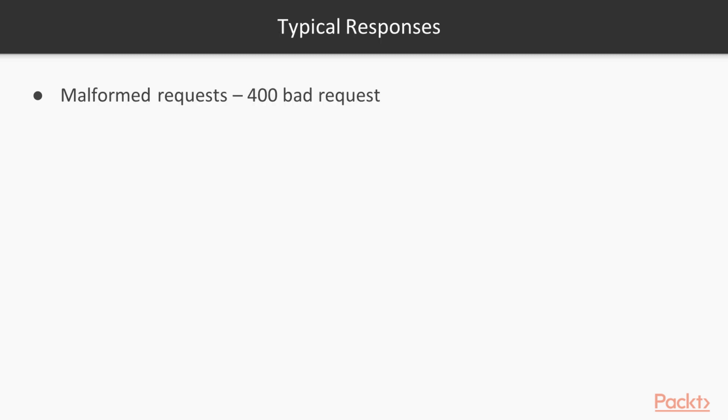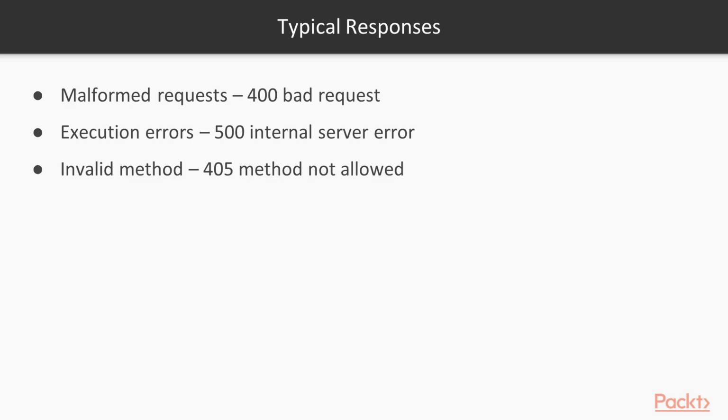Apart from these cases, the following general rules should be adhered to. A malformed request should return code 400, Bad request. Errors in running the program return code 500, Internal server error. If a resource is available but a method is not allowed, it should return 405, Method not allowed. A missing resource should always return 404, Not found.